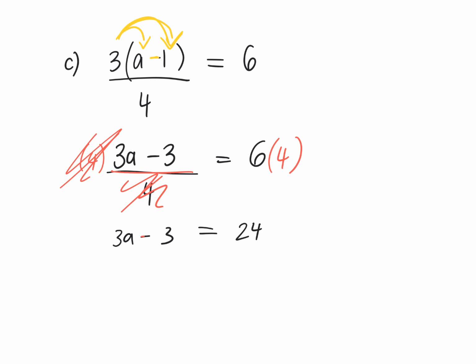I want to get rid of this minus 3. What's the opposite of take away 3? So what do I have to do to the right side? Plus 3. That's gone. What am I left with? Equals 24 plus 3. What's 24 plus 3?